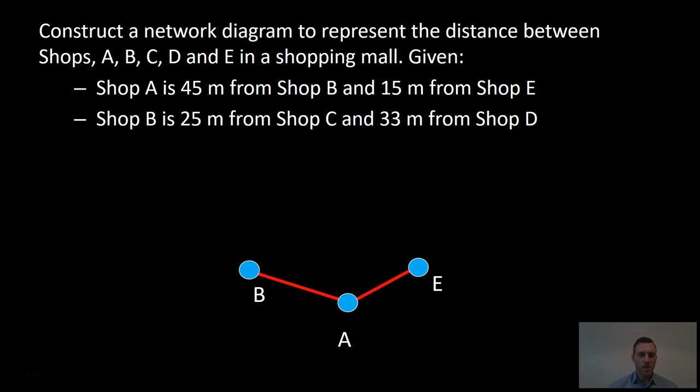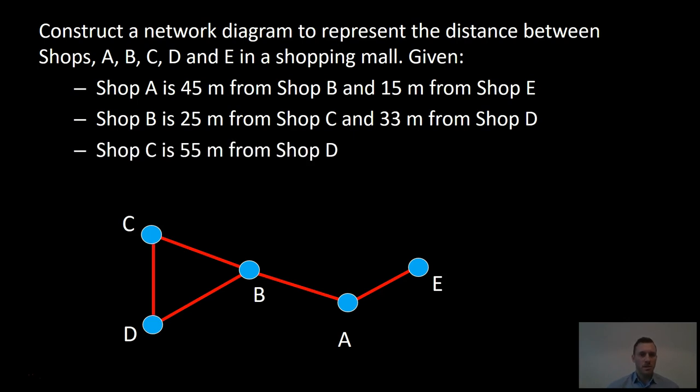Shop B is 25 meters from shop C and 33 meters from shop D. So we can draw in shop C and shop D. They both connect to shop B. Finally, shop C is 55 meters from shop D. So we connect shop C and shop D. Now we can put the weights in of the distance between the shops, and we've finished our network graph. In this example, we don't know the direction. You can assume that people can travel on roads both ways. Therefore, we use edges without arrows in this diagram. Notice the length of the edges are not to scale, and they don't need to be.